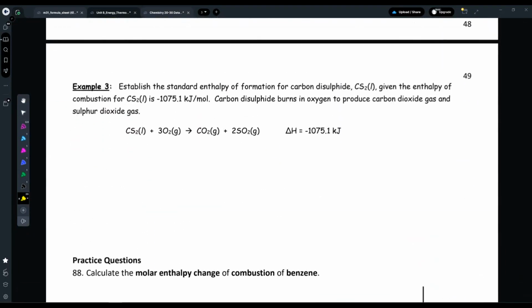Okay, example number 3. Establish the standard enthalpy of formation for carbon disulfide, CS2, as a liquid, given the enthalpy of combustion for carbon disulfide is negative 1075.1 kilojoules per mole. Carbon disulfide burns in oxygen to produce carbon dioxide gas and sulfur dioxide gas.